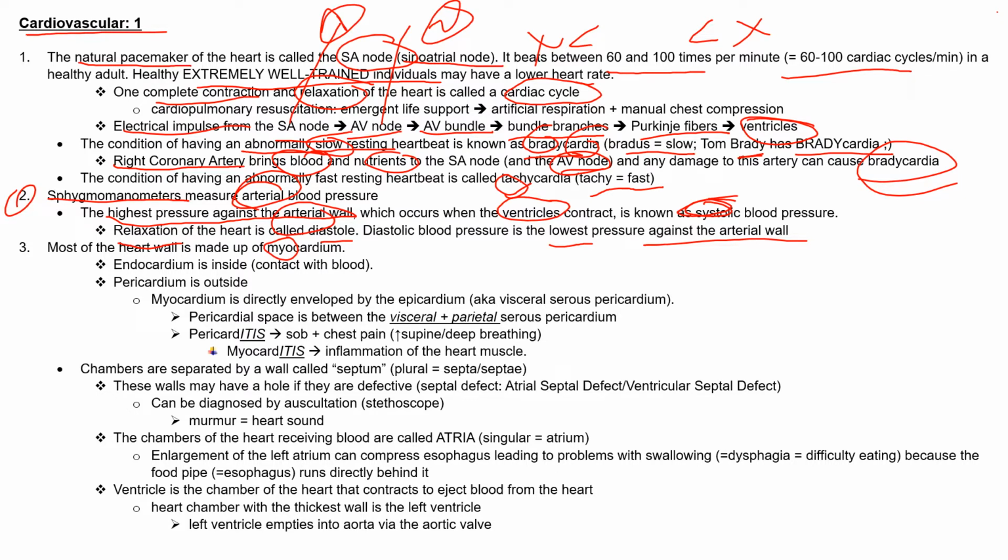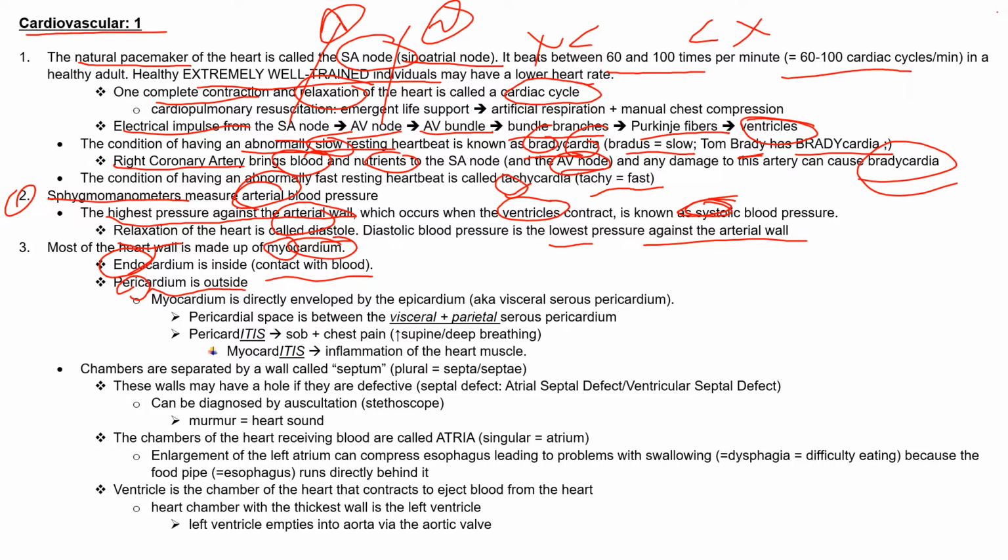Now, obviously, most of the heart wall is made up of muscle, myo, heart, myocardium. Endo is inside, endocardium is inside. It's in direct contact with blood, and peri means around. So pericardium is the membrane that is outside.